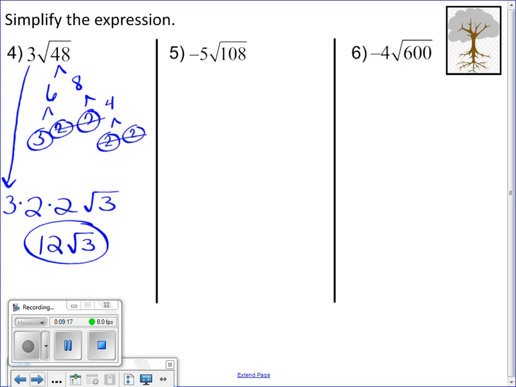Number 5. Ooh, there's a negative person outside. Does it change my process? No, same idea. All right, so what do you multiply to get 108? Oh, sorry, I heard 2 and 54 was the first thing I heard. Again, does it matter? No, doesn't matter. What about 54? 6 and 9. 6 and 2. 9.